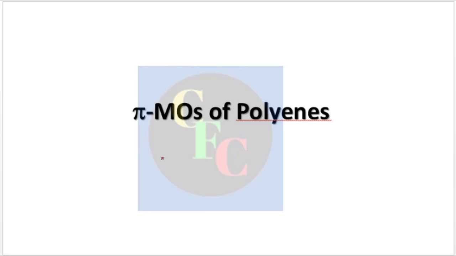Today we will discuss the pi molecular orbitals of polyenes. If you remember, we discussed polyenes with respect to the model of the one-dimensional box, right? So today we will see how the MOs of those look. To construct pi molecular orbitals of polyenes, we have to follow some rules.